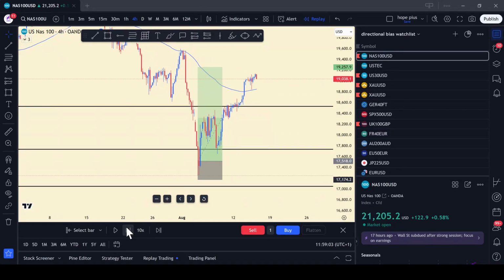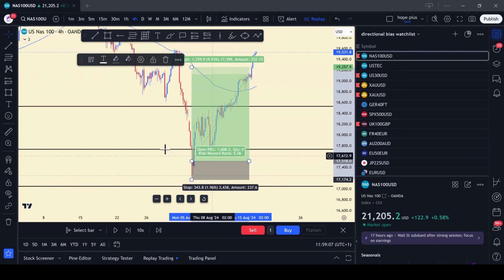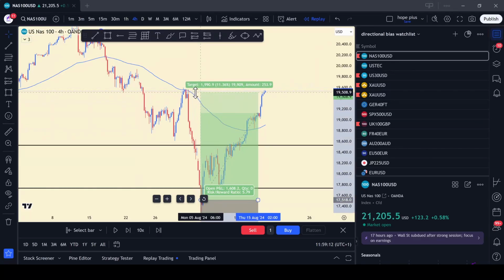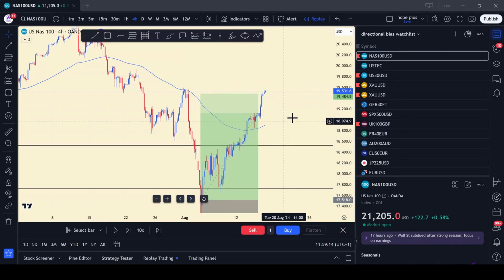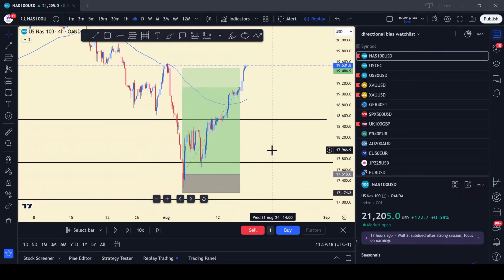So price pushes higher, and then this is the random setup profit target. Most times this is where you should be targeting, this 4 hour opening price, and this will give you a nice 5 risk to reward.